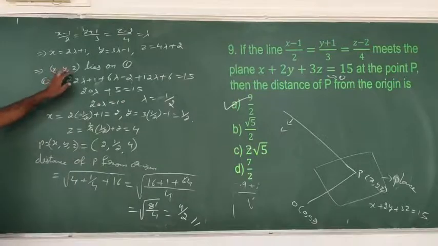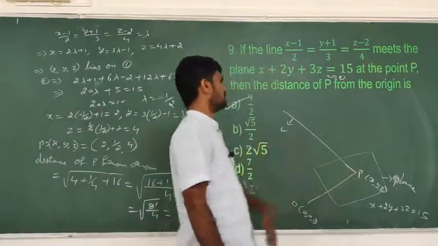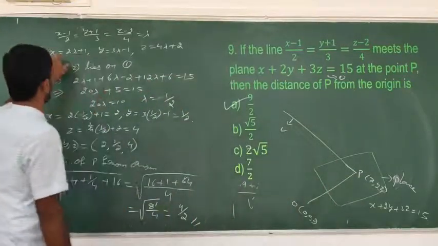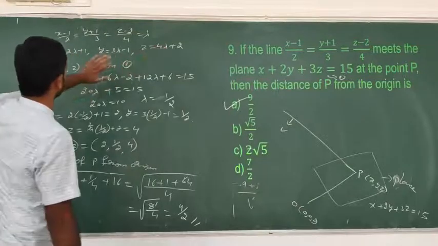So what we have to do is take P of x comma y comma z. So this is the point. So this lies on the plane. So that is the point of intersection of line and plane. So then by using the line we have to express x in terms of lambda and y in terms of lambda and z also in terms of lambda.